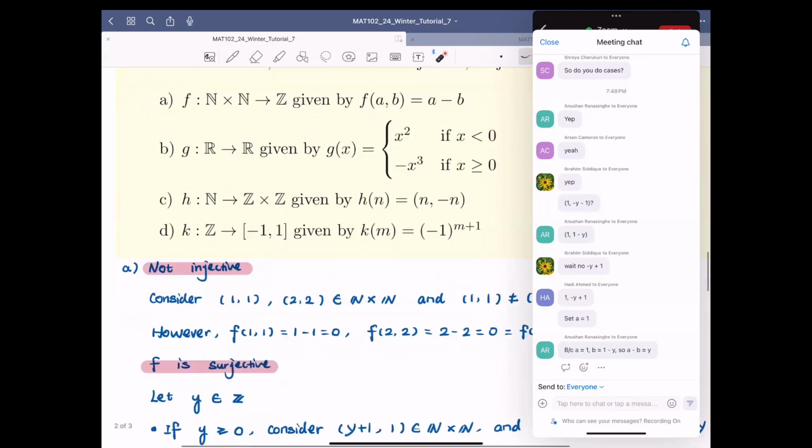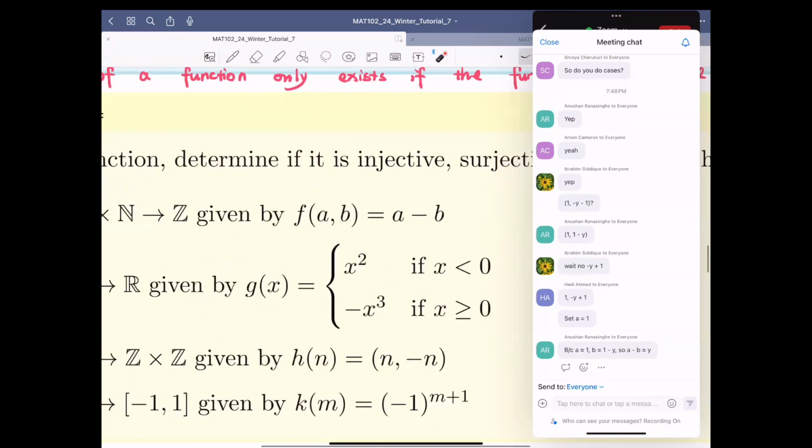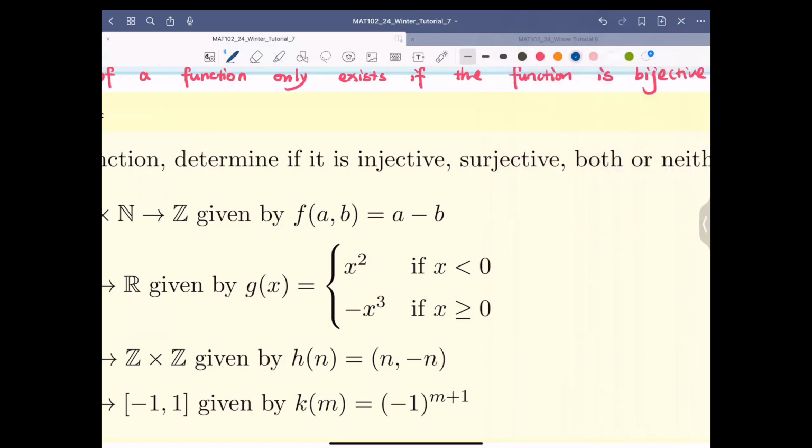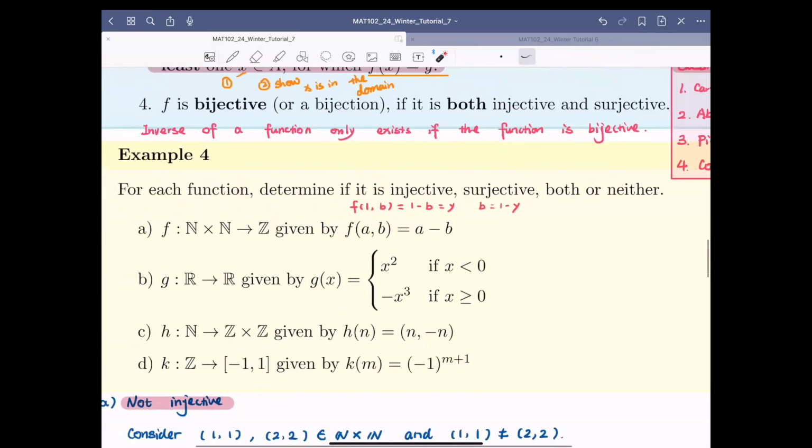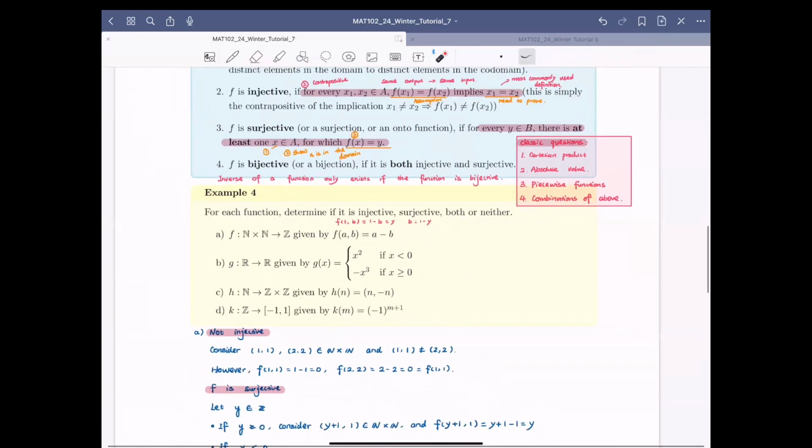So in the first case, we fix b, right? So we want f of (1, b) equals y, right? And f of (1, b) is 1 minus b, and we want this to equal y, which means b equals 1 minus y. Okay, so fixing one of the variables is a very nice thing to do. Just like in the image question, that's what we did as well. If you watched any of the videos, you'll see that I always fix one of them and try to find the other one.